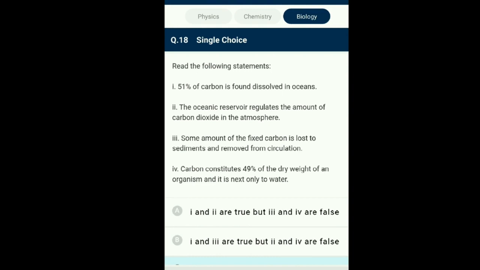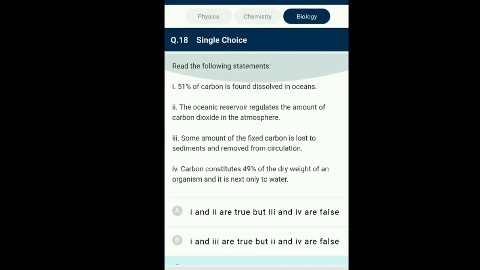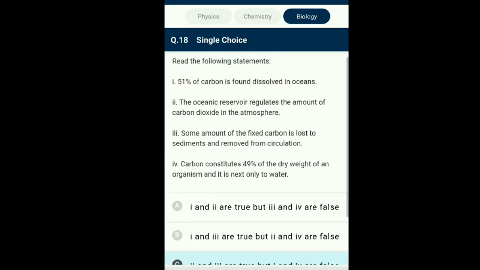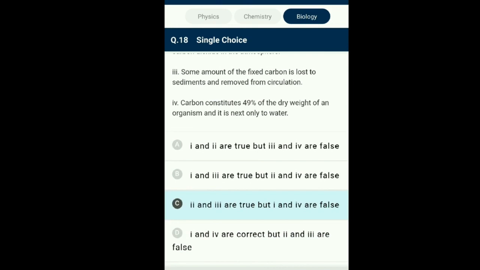Statement 3, some amount of fixed carbon is lost to sediments and removed from circulation. So that is also correctly given. Statement 4, carbon constitutes around 49% of dry weight of an organism and it is next only to water. So that is wrongly given. So out of 4 statements, statements 2 and 3 are correct, 1 and 4 are wrong. So the correct option for this question is option C.